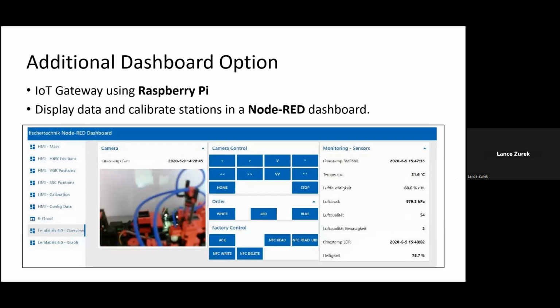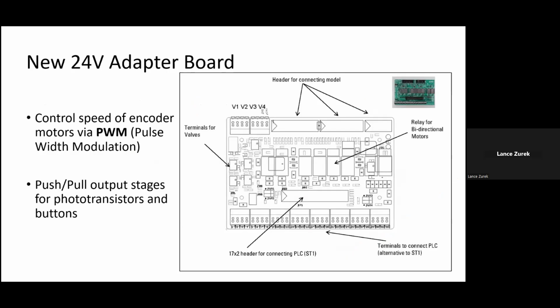Node-RED dashboard. The model also incorporates newly developed 24-volt adapter boards to interface to the PLC. These all ship as part of the pre-assembled training factory and are connected to the PLC via terminals. Among other things, the latest generation of adapter boards allows the speed of the encoder motors to be controlled via PWM, or pulse width modulation. They also have push-pull output stages for photo transistors and for buttons.